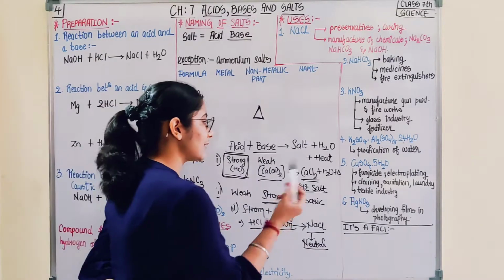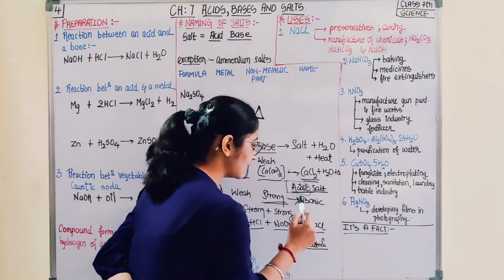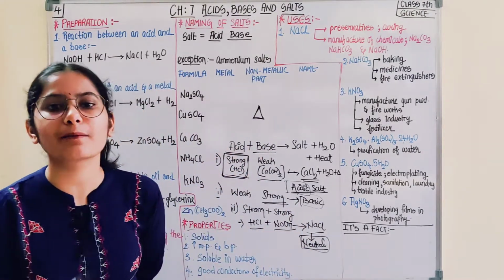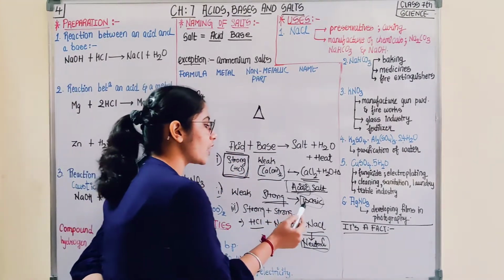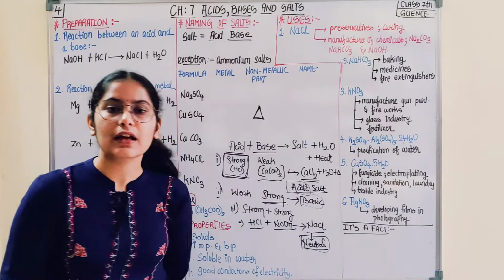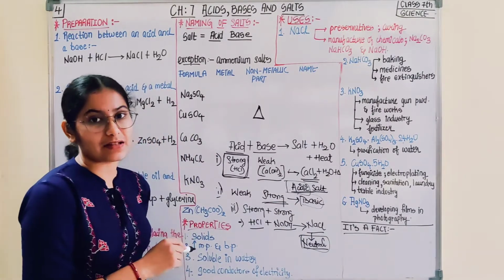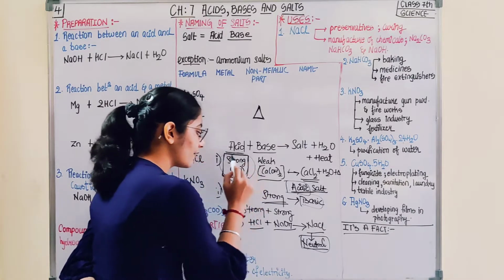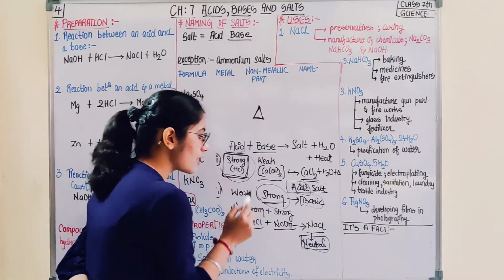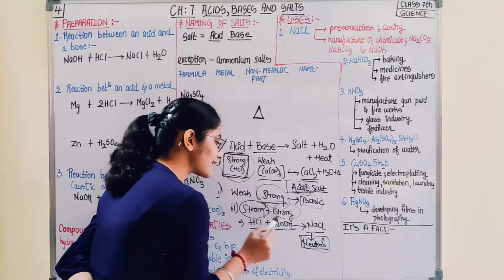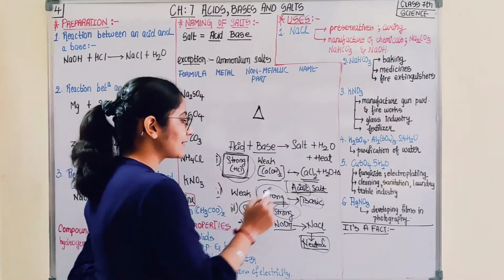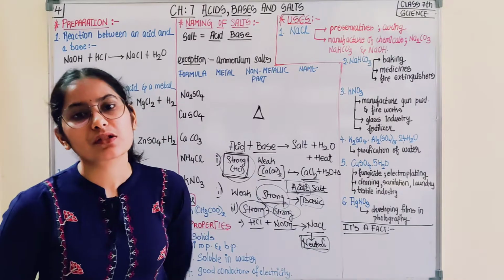Okay, so there are three different types of salt: acidic salt, basic salt and neutral salt. And how do we come to know that this particular salt is basic, acid or neutral? So it depends on its preparation. While preparing, whether we are taking strong acid, whether we are taking strong base, or whether we are taking both acid and base strong. Okay, so depending on that, there are three different types of salt.